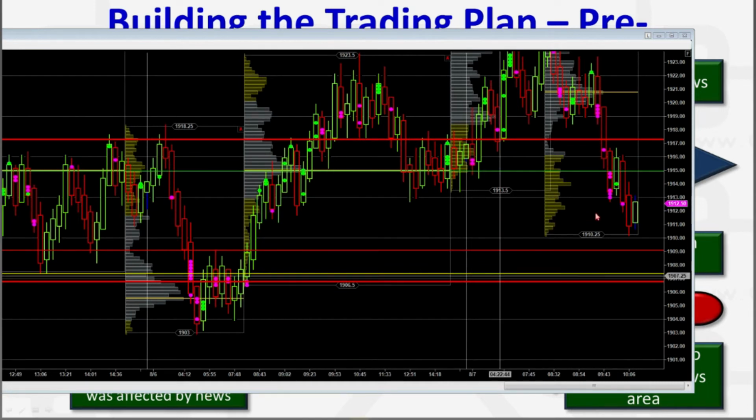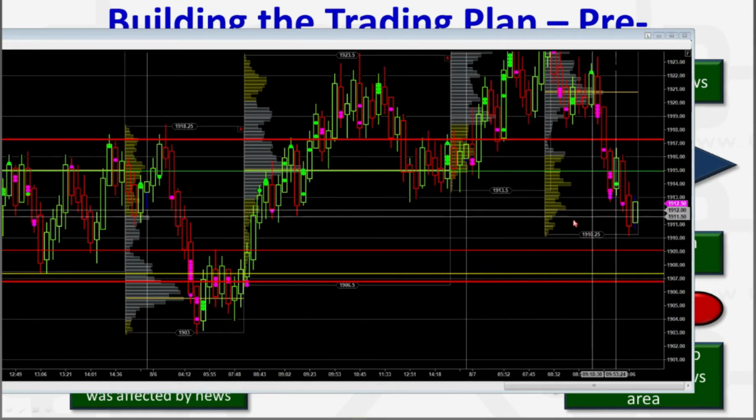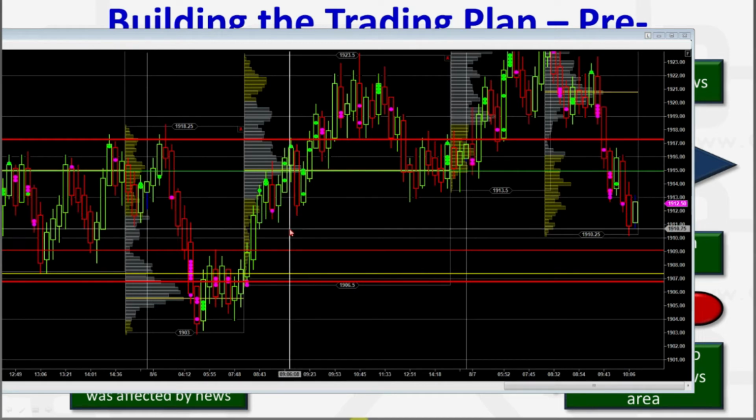But what's interesting is look where this came down to. The first bounce that we had was right in this area, and then the second one, our low volume area from yesterday, 1075. So I don't necessarily look at this and say I'm going to go long at 1075. However, it may be a target. It may be a good stop and reverse area too.